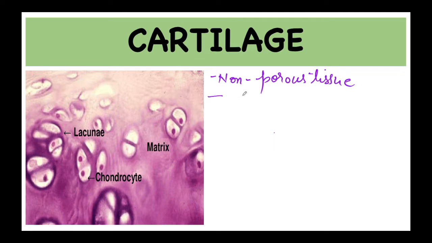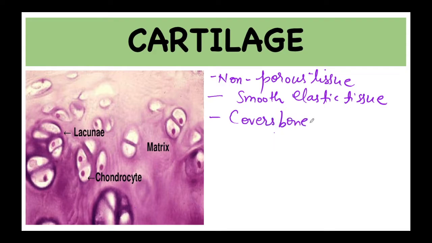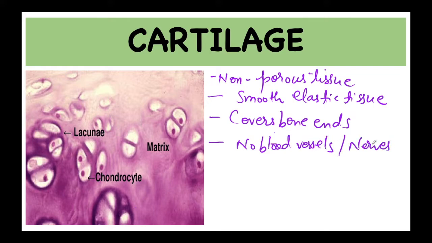It is also semi-transparent. It is smooth, elastic tissue which is more or less rubber-like, right? And this also covers bone ends, and it has no blood vessels or nerves. These are some important characteristic features of cartilage.